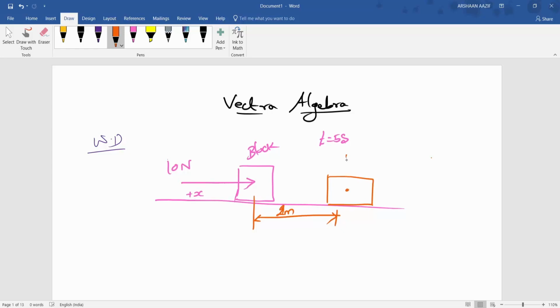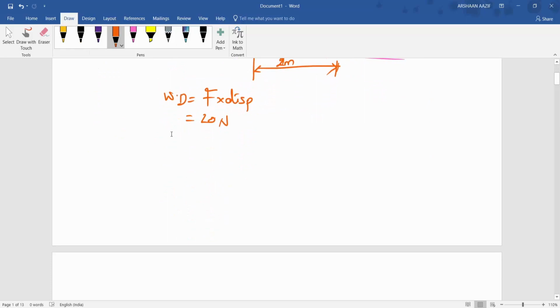So this is my new position. Now what is the work done? According to the formula, work done is force into displacement. The force that is acting here is 10 and my displacement is 2, so I'll have 20 Newton. Now this is a one-dimensional force. What if my force acts like this?